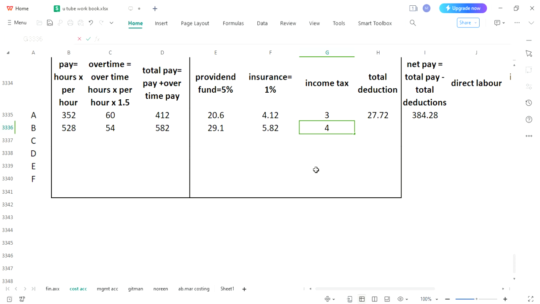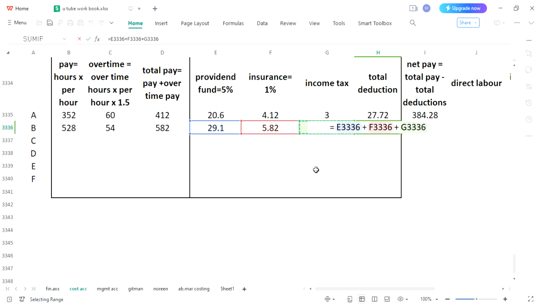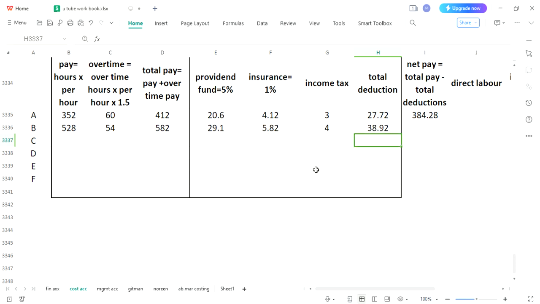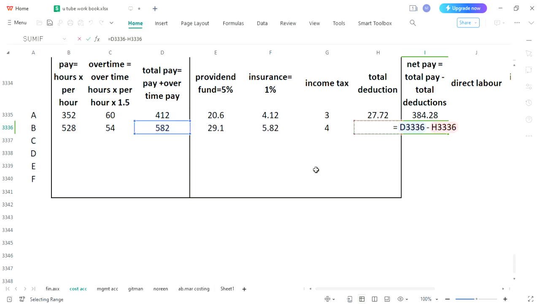Total deduction, how will you calculate? There are 3 deductions, 29.1, 5.82 and 4. Deductions have been calculated. Now how would net pay be calculated? You have total payment 582, subtract total deductions. This way you will get 543 as your net payment. What we have done, this was gross payment, total payment 582, deductions 38.92, subtract both and we have got the net amount of payment.